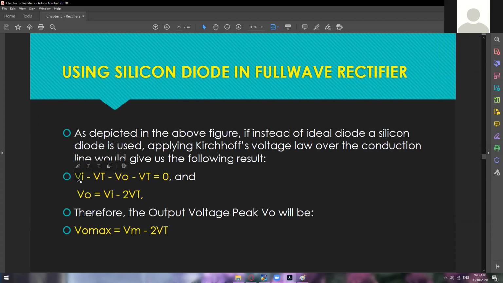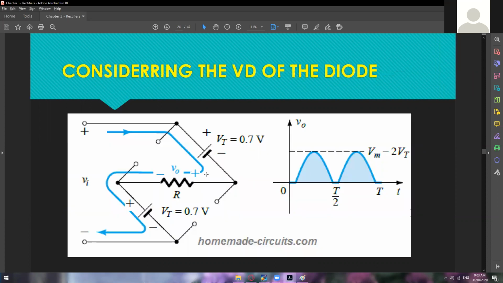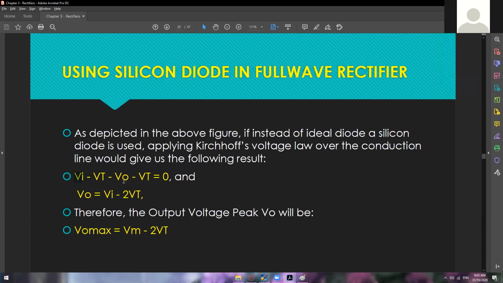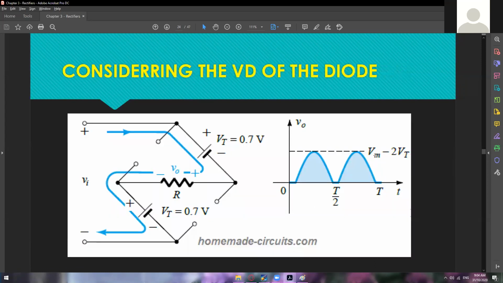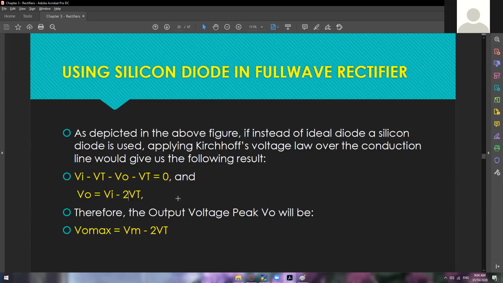So initially we have the V sub I, of course, and then minus the first voltage threshold, minus the V sub O, minus another voltage threshold. So that's where we will get this equation: V sub I minus V sub T minus V sub O minus V sub T is equal to 0. From here, we can combine those same variables, Vt. So we could say that V sub O is equal to V sub I minus 2 Vt. Just simplify this one, put the V sub O on the left side, and the V sub I and 2 times V sub T on the other side. Same with this one, Vm minus 2 Vt to get the V sub O.